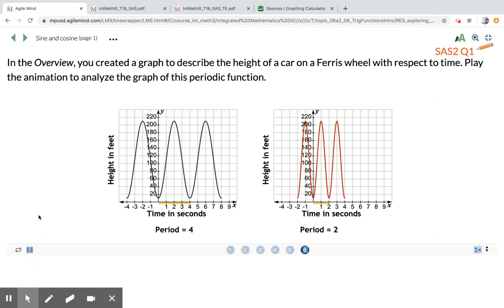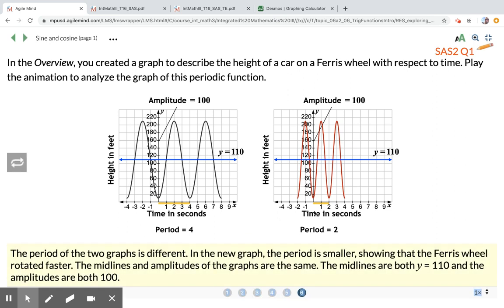But what changed? Your period did. The original had a period of 4 seconds, but this new one has a period of 2 seconds. However, notice because your amplitude and your midline depended on your maximum and minimum, those didn't change either, since our maximum and minimum didn't change. So my midline is still y equals 110, and my amplitude is still 100. So the period is what changed this time. That was what was different. Everything else pretty much stayed the same.